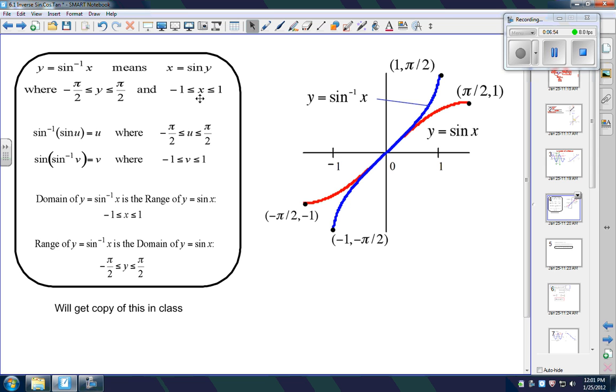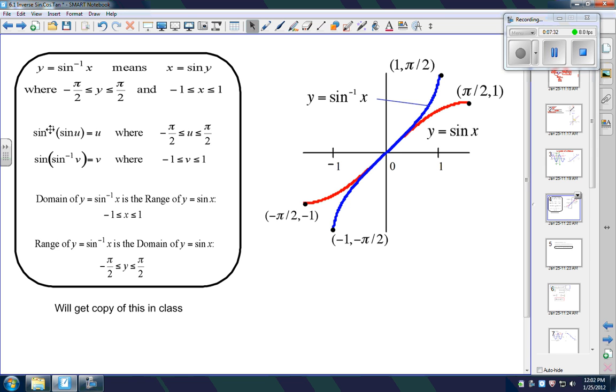Now, domain and range have switched here. So this is now for the inverse. This used to be x's for our domain, and this used to be y's for our range. They've now switched because we're looking at inverses. Here in the red is our original. Here in the blue is our inverse. So x and y switch. It now goes from -1 to +1 on the x and -π/2 to π/2 on the y.